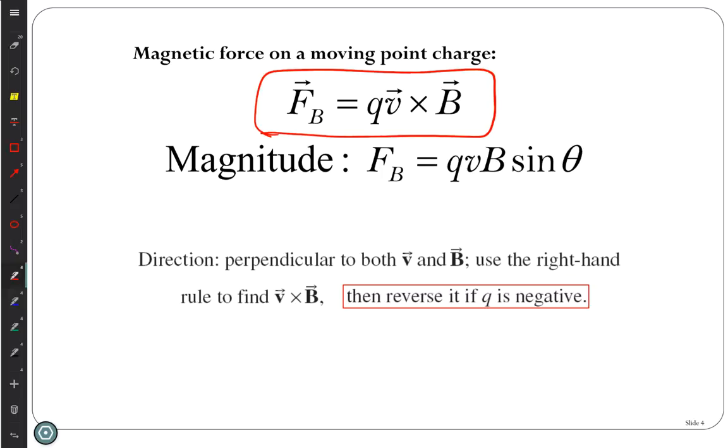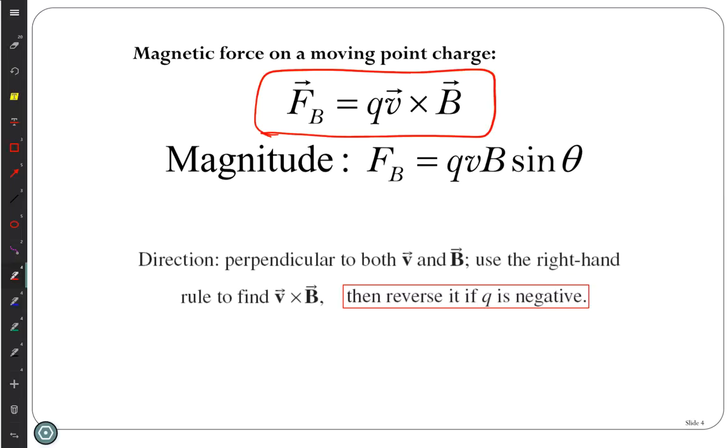Where have we already seen dot products? Work was force dot distance. It was the force times the distance parallel to the motion. Where did we see cross products? Torque. Because torque was the perpendicular lever arm crossed with the force, multiplied by the perpendicular component. So we're going to have to use the same things we learned for torque, to bring them back.